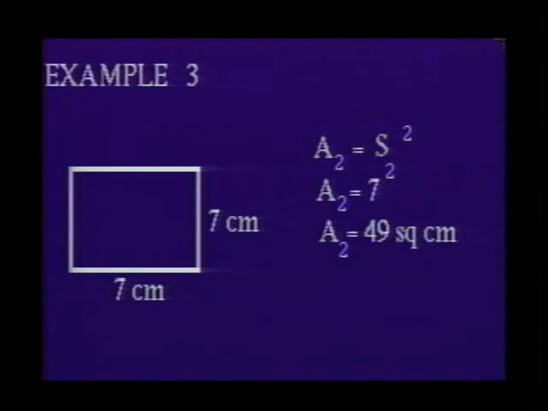Next, we will calculate the area of the square. The formula A sub 2 = S squared can be used to find the area of the square. Substituting 7 for S, we get A sub 2 = 7 squared. Solving for A sub 2, we get 49 square centimeters.